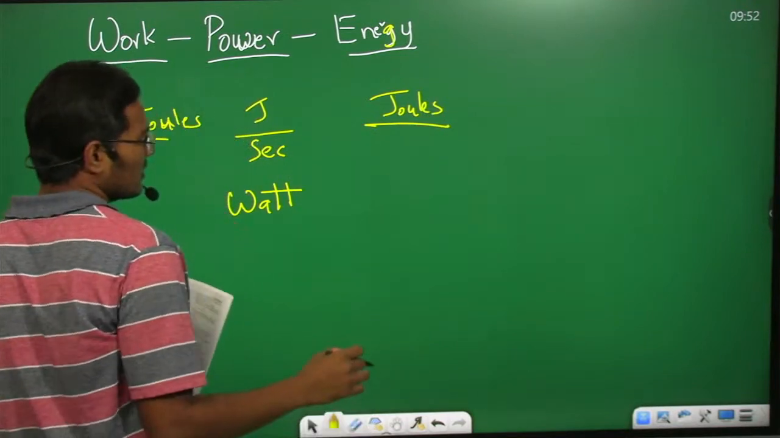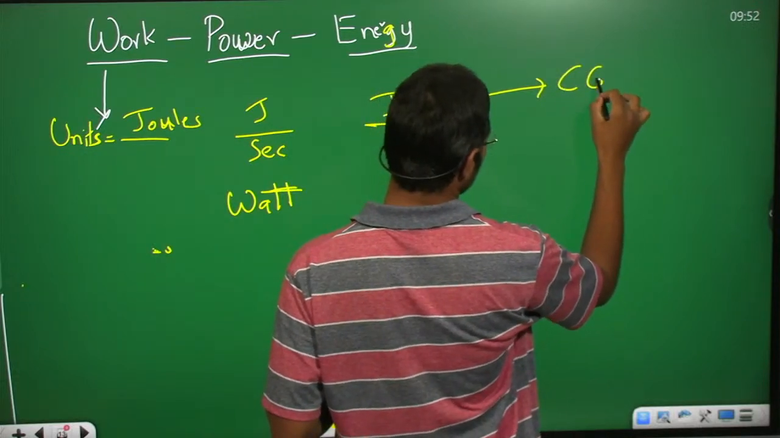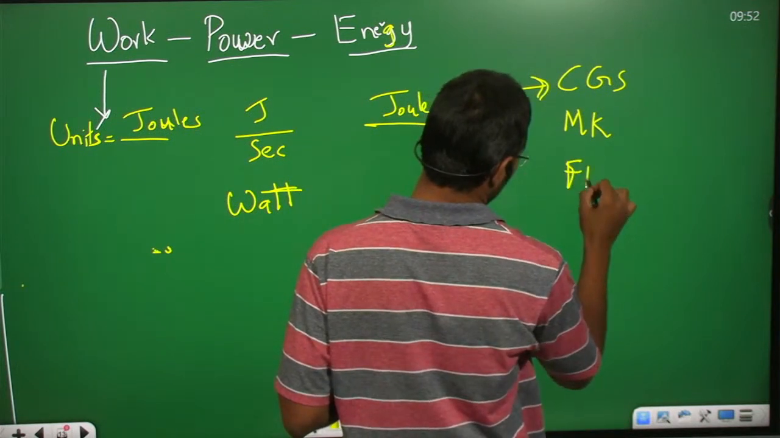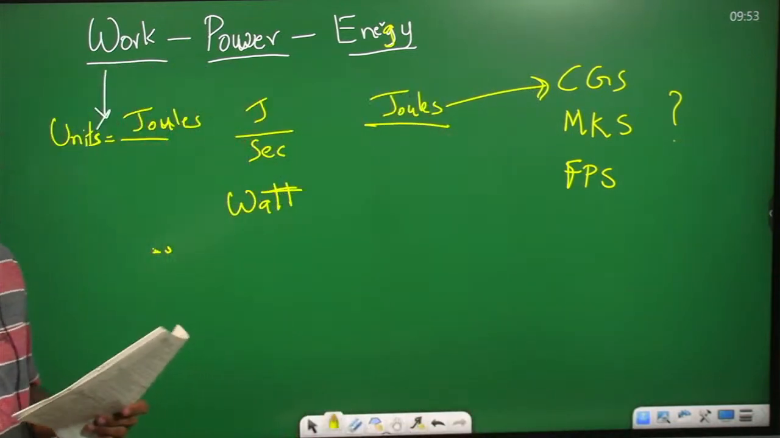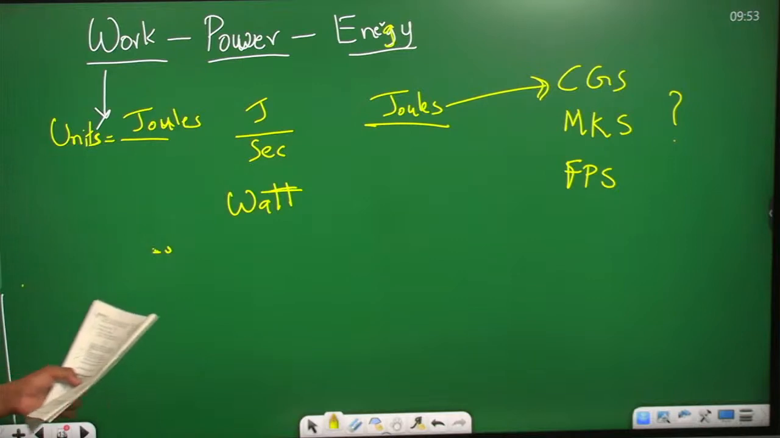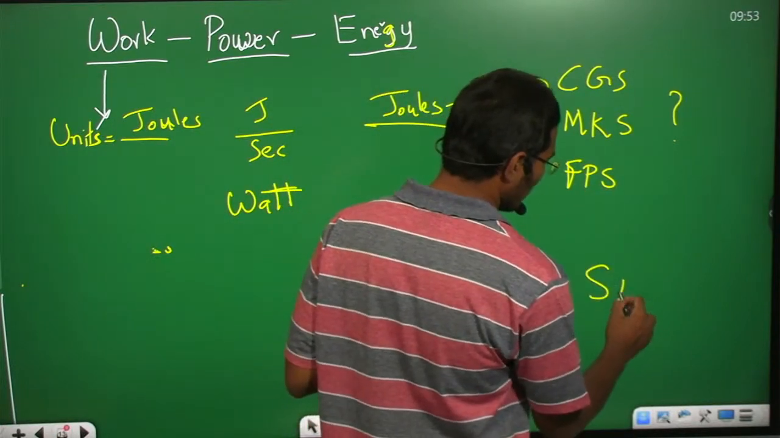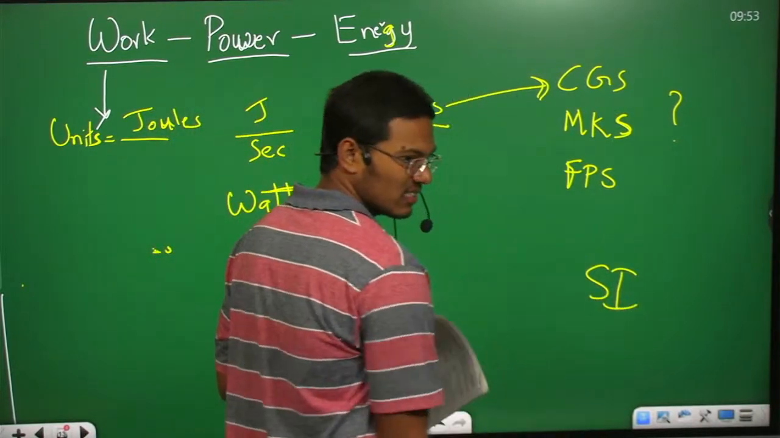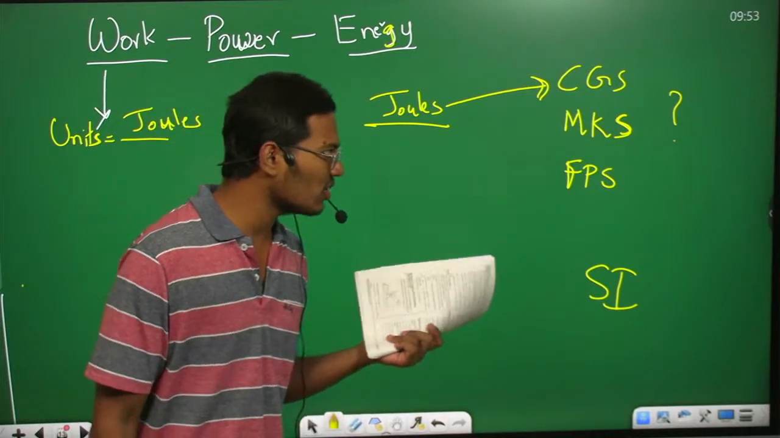So now my question is, is joule a CGS or MKS or FPS unit? SI unit. Okay. Before that, it is one among these three. Okay, it is SI unit, there is no doubt about it. Before getting there, it is one among these three, right? CGS. Think. Is joule a CGS unit or MKS unit or FPS unit?